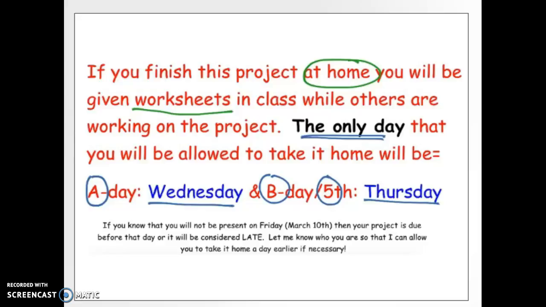Now, if you know that you're not going to be present on Friday, then your project is due before that date, or it'll be considered late. So you need to let me know who you are, and I can actually allow you to take it home a day earlier if necessary, but I need to know who you are.